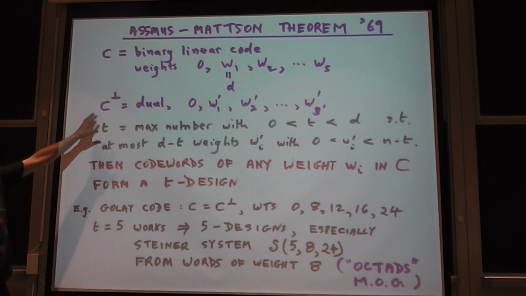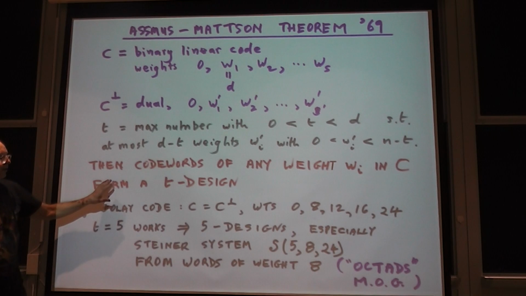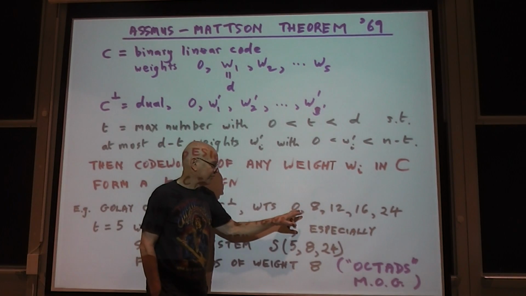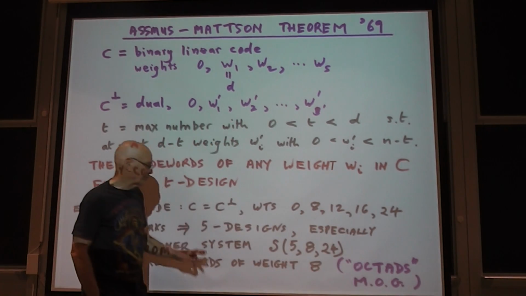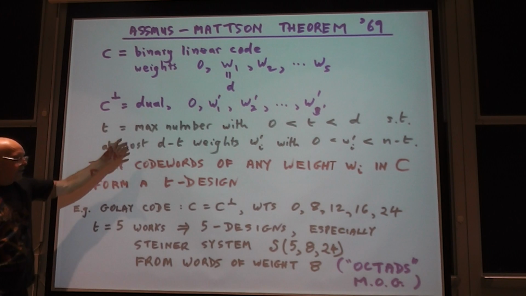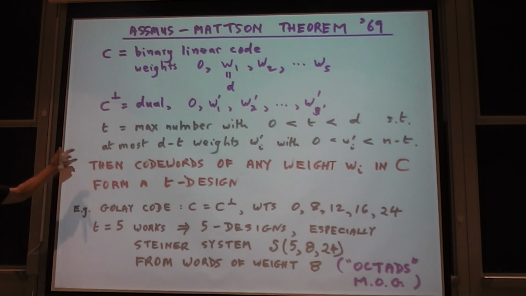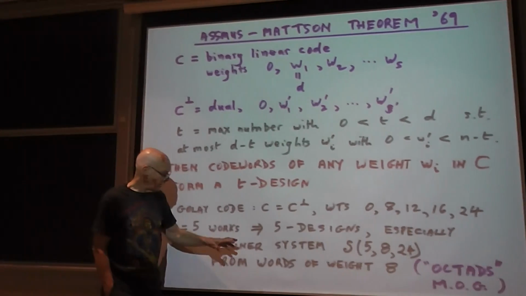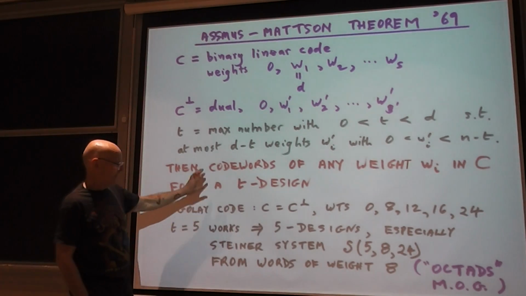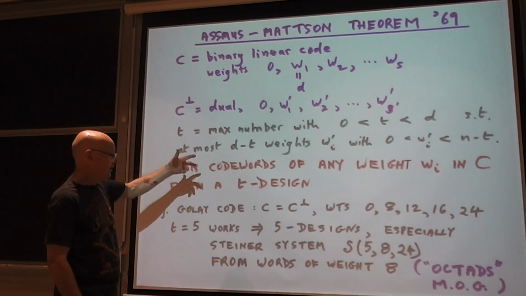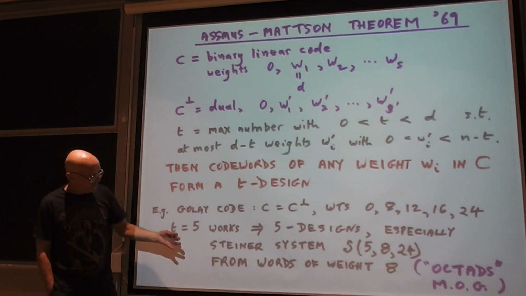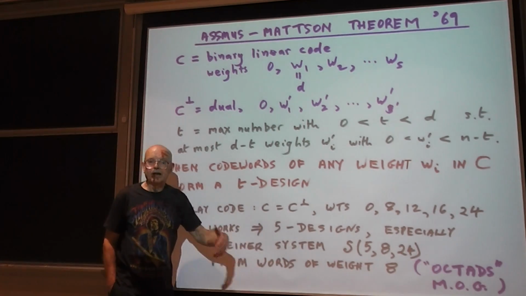So just here's the fine print. If we apply it to the Golay code, it says the Golay code has weights 0, 8, 12, 16, and 24. You apply the theorem, this is Assmus and Mattson in 1969, with t equals 5, and it tells us that the codewords of each weight form a t-design. In particular, if we look at the codewords of weight 8 in the Golay code, they form a Steiner system.